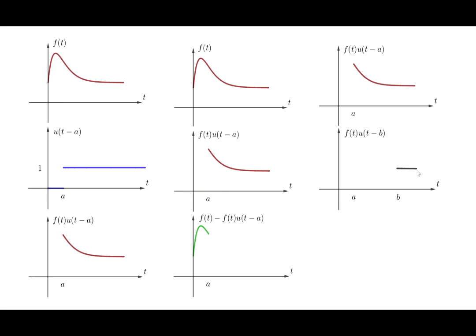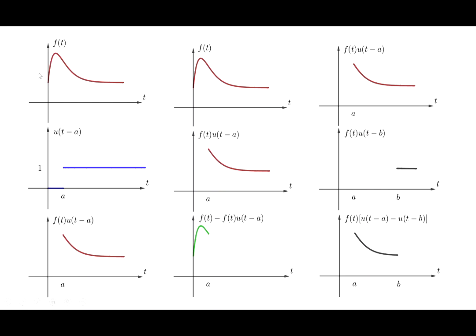Question. What if I were to subtract this from the top? F of t u of t minus a minus f of t u of t minus b. Would you agree? You would have all of this, and when we get to b, we are subtracting equal quantities, so you get 0. So the graph should look like this. F of t times u of t minus a minus u of t minus b. All my struggle was to get to this final point. Cool?